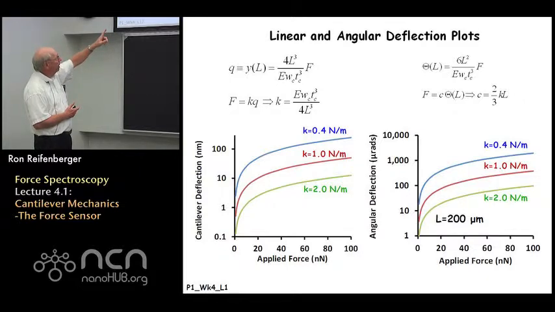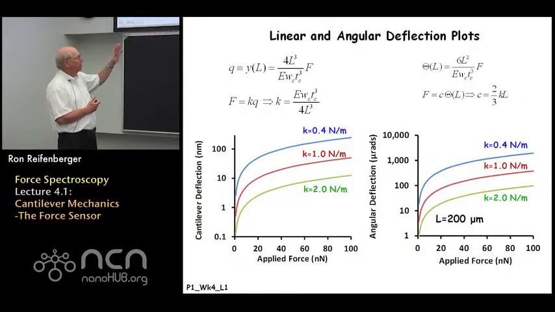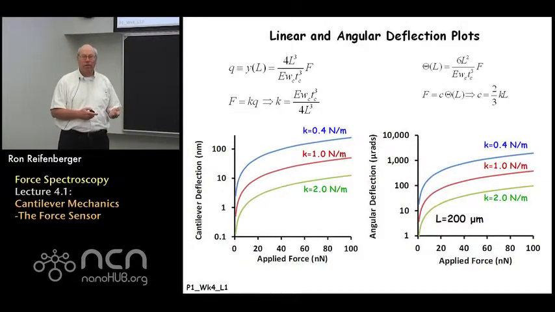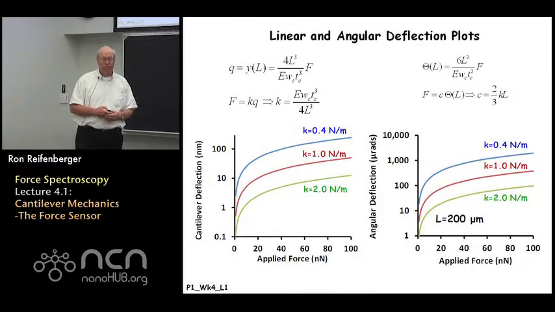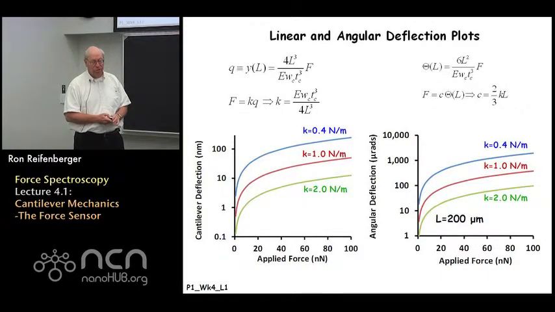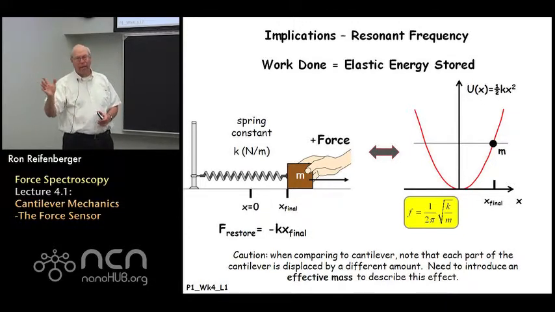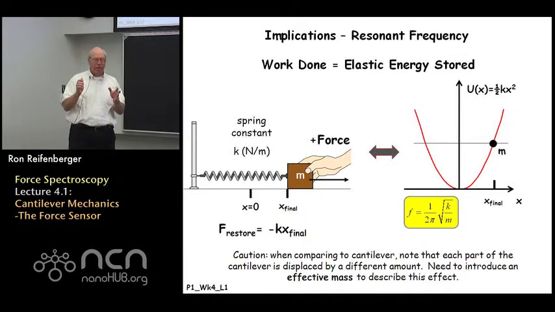The angular deflection in microradians depends on the applied force. Again, I assume a 200 micron long cantilever, different spring constants. And you can see that depending on the applied force, the cantilever will deflect from something on the order of a microradian to maybe a few hundred microradians, depending on the parameters that you choose. There's an important implication of this that I'd just like to mention. This will come back in more detail in part 2, but this is a good point to emphasize it.